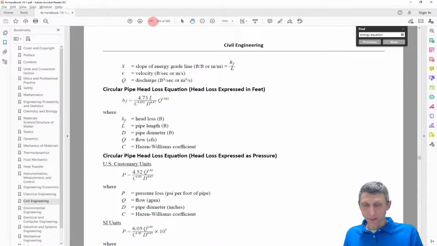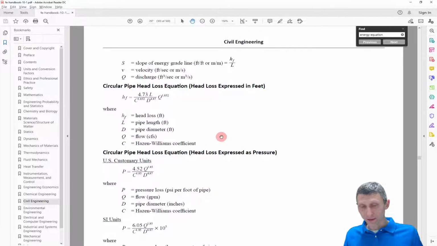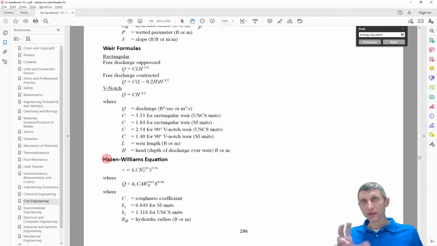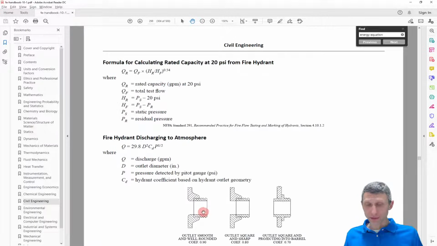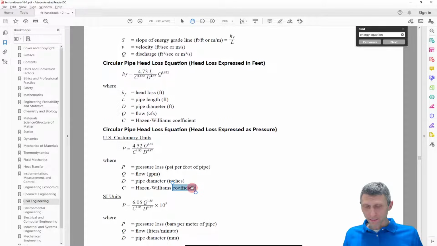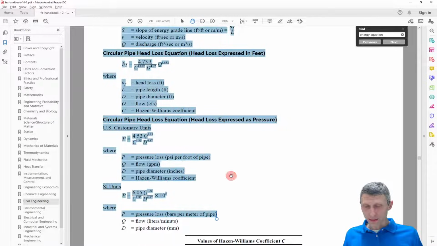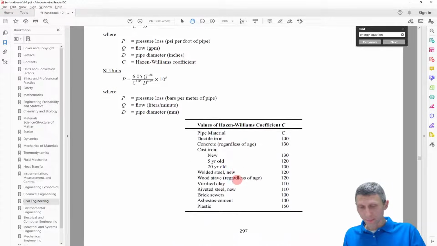our friction head loss. So we have circular pipe head loss expressed in feet, and circular pipe head loss expressed as pressure, but here's the Hazen-Williams equation. Okay, so this is a general Hazen-Williams equation. We got some different things going on, but the nice thing is you don't have to use the general equation because the handbook gives you this equation down here. Did I go one page too many? I think I did. So let's take a look at this and see what we have.